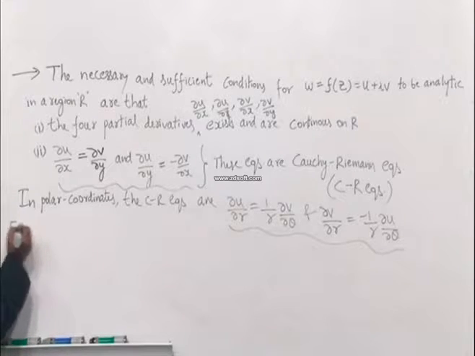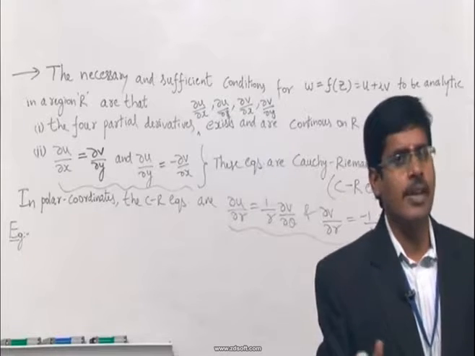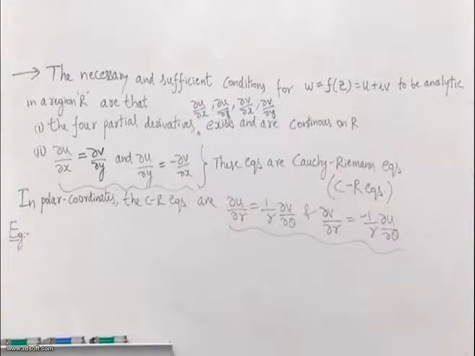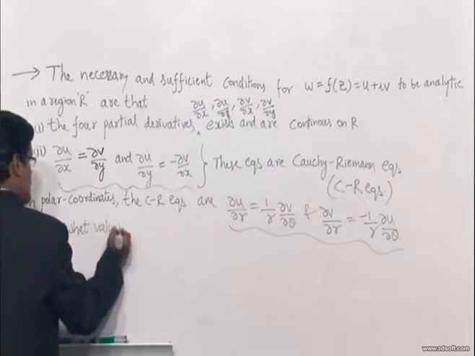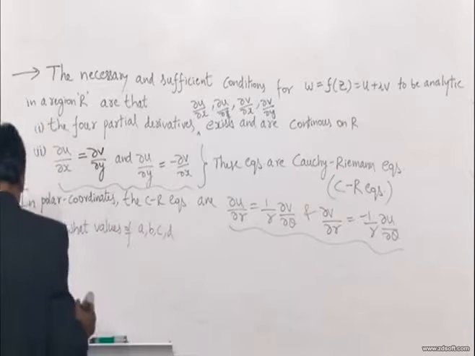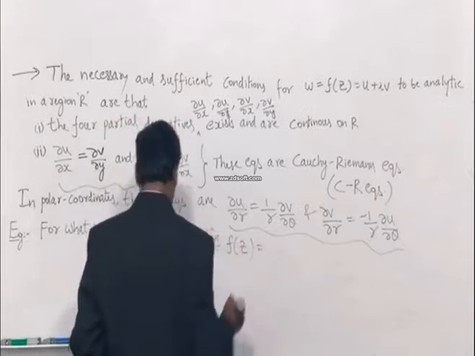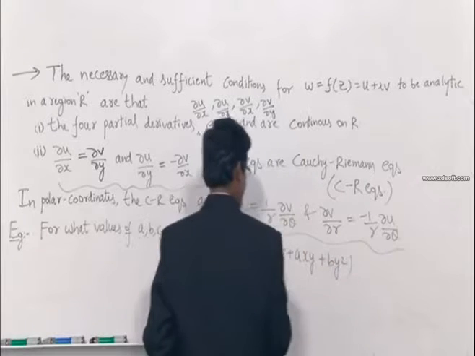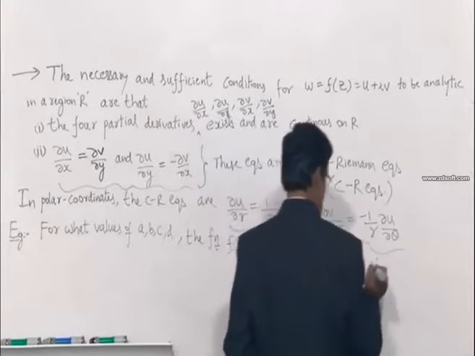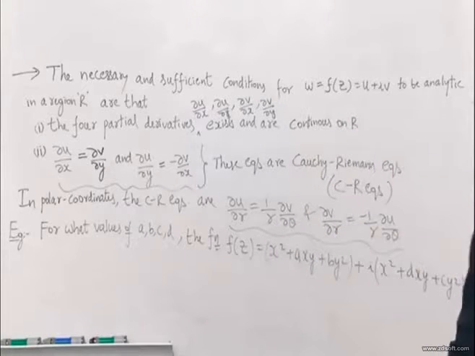See one example. After that I will give the method to find f of z whenever u or v is given, how to find the other. For what values of a, b, c, d, four things you are going to find, is the function f of z equal to x square plus axy plus by square plus i times x square plus dxy plus cy square analytic?